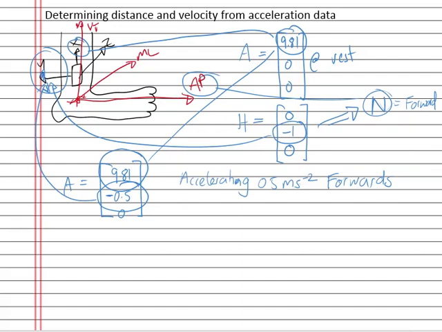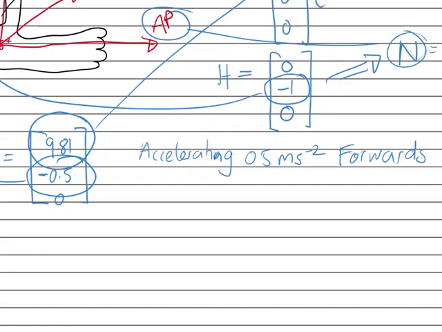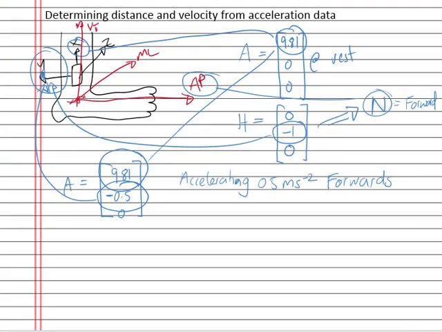So if you want to find out how fast they're going, you have to know how long they've been accelerating. So they started from rest, and we'll say they've been going for 10 seconds. So the final velocity equals the initial velocity plus acceleration times time, equals 0.5 times 10 equals 5 meters per second.